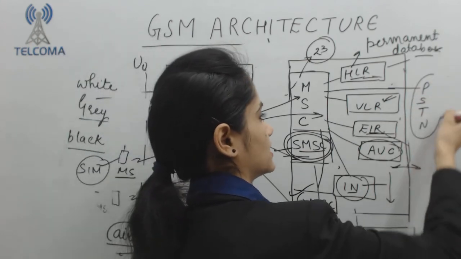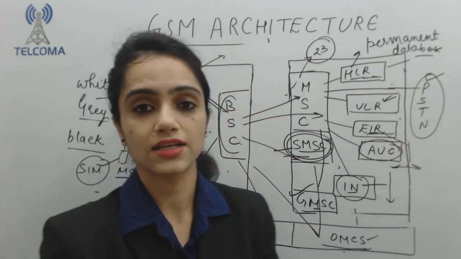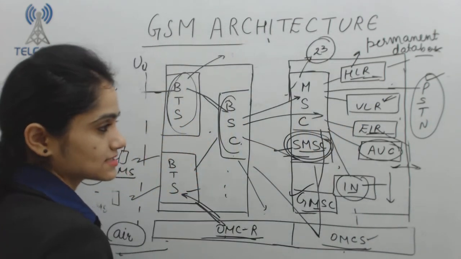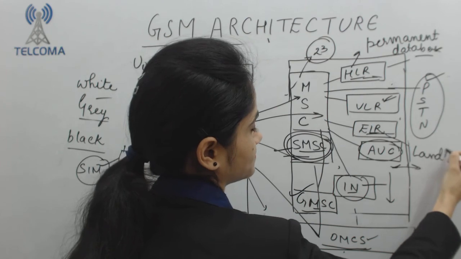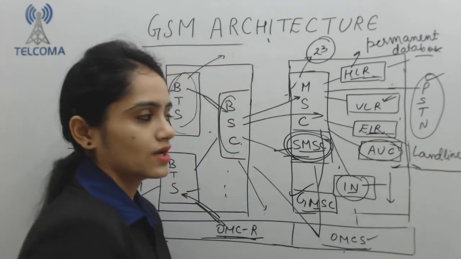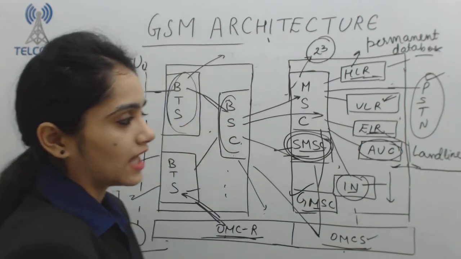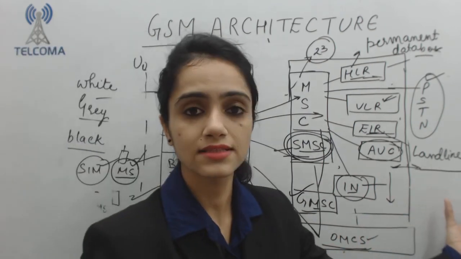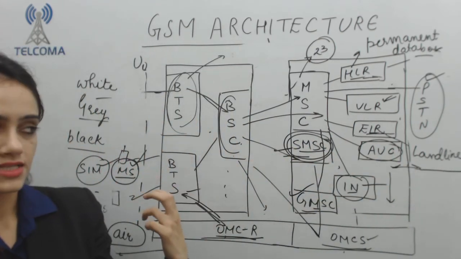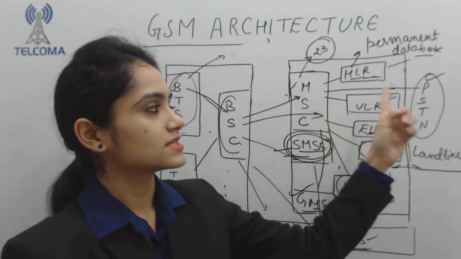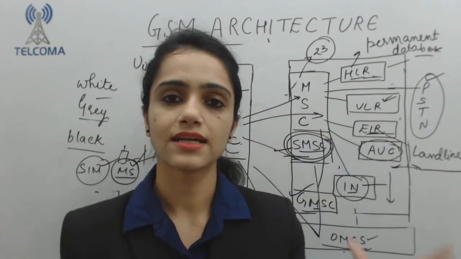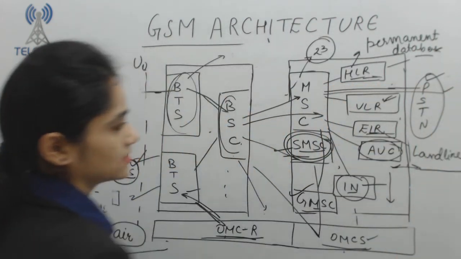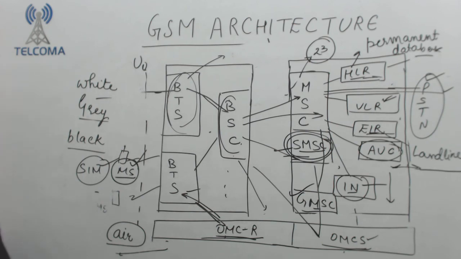Now, why have we shown connectivity with the PSTN network, like MSC connectivity with the PSTN? Because PSTN is the public switched telephone network, or I can say these are my landline connectivity. So we require to communicate with landline phones also. From a mobile station, we require calls to be possible to landlines, and calls from landlines to mobile stations. So we require to connect my MSC with the PSTN network, the landline network. That's why we have connected my MSC with the PSTN network, so that calls will be possible.